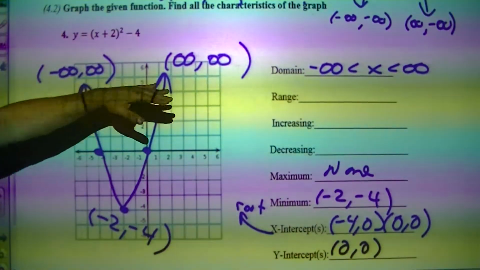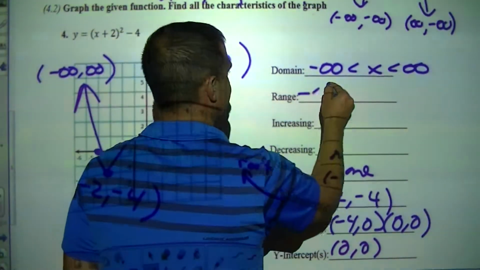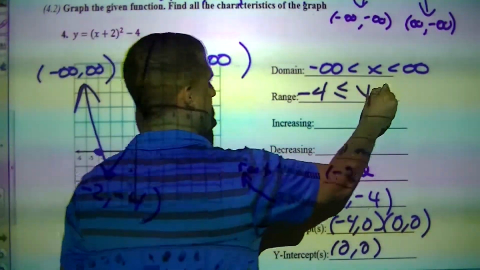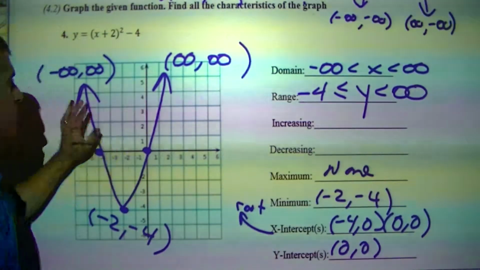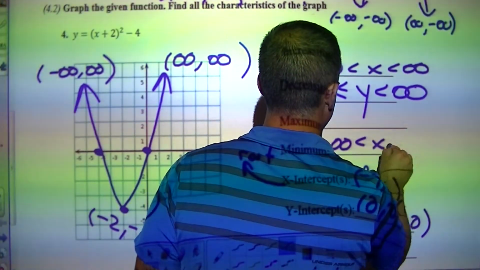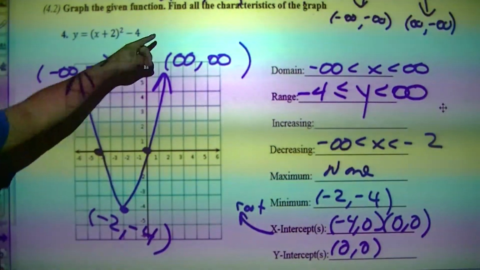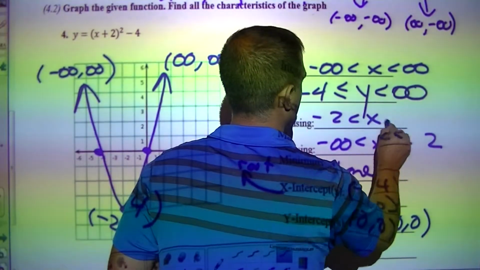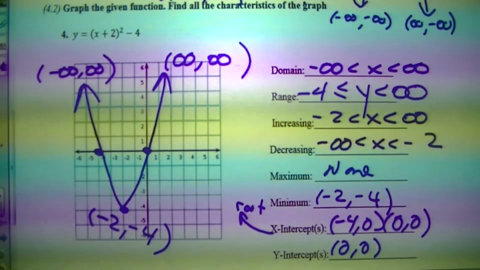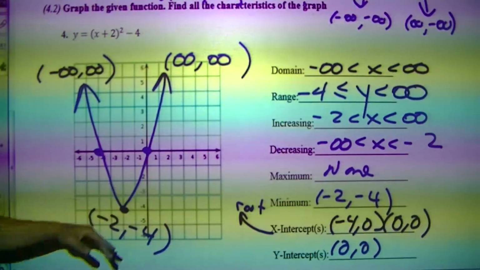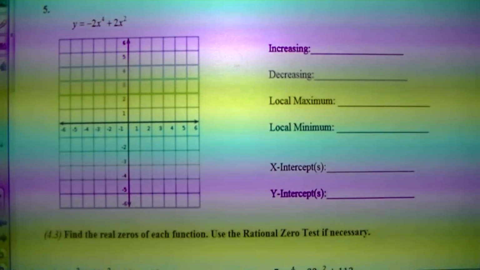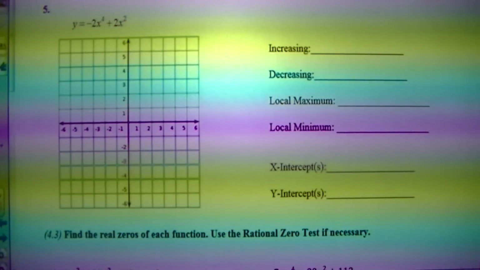The range: smallest y value is -4. Since that has a dot underneath it, I'm going to put a little line. My biggest one is infinity. Start on the far left, that's decrease. So negative infinity to -2. This is going to be increase, -2 to positive infinity. You don't have to worry about the intercepts with the domain and range. The key thing is the minimum and maximum will help determine that. All right, that's that. Here's another graph.